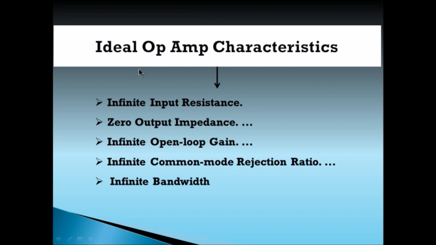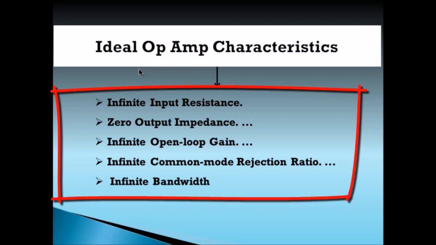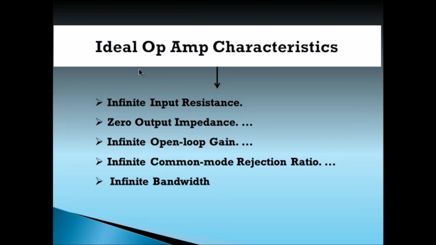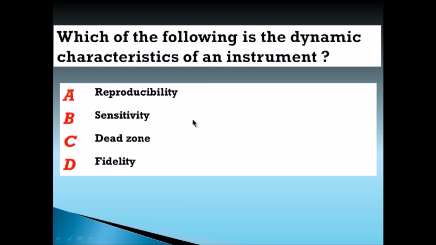What are the characteristics of an ideal operational amplifier? There are so many uses of operational amplifier for amplification purposes. So what are the characteristics of an ideal operational amplifier? An op-amp has infinite input resistance, zero output impedance, infinite open loop gain, infinite bandwidth and infinite common mode rejection ratio. So anything can be asked from this.